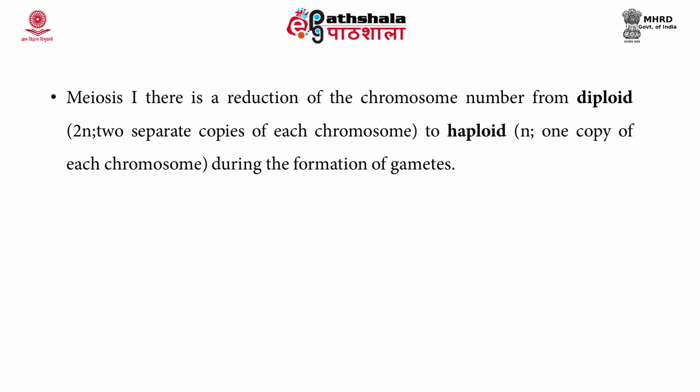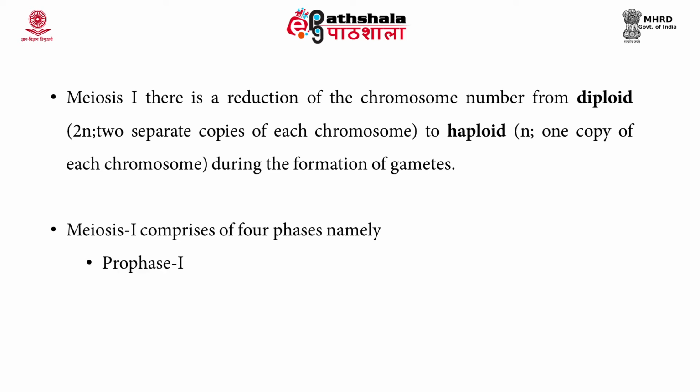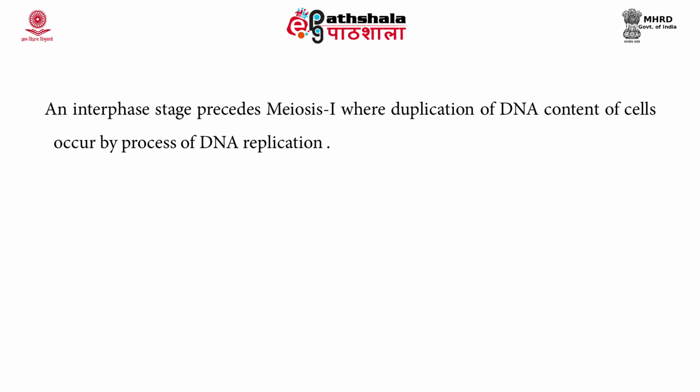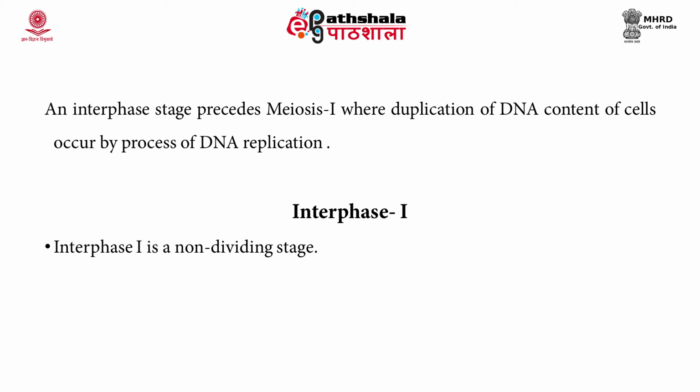Meiosis I. Meiosis I causes reduction of chromosome number from diploid to haploid during the formation of gametes. It comprises 4 basic phases: prophase I, followed by metaphase I, then anaphase I, and finally telophase I. An interphase stage precedes meiosis I, where the duplication of DNA content of cells occurs via the process of DNA replication.